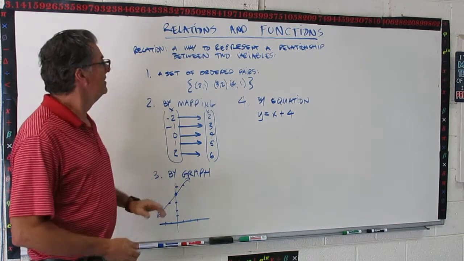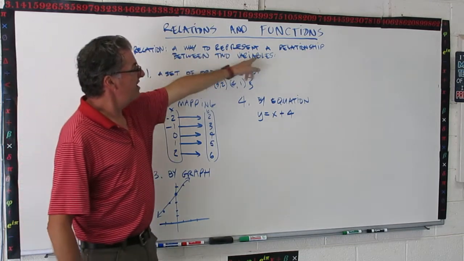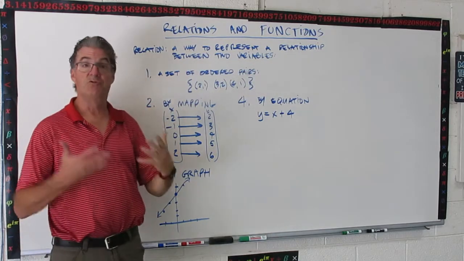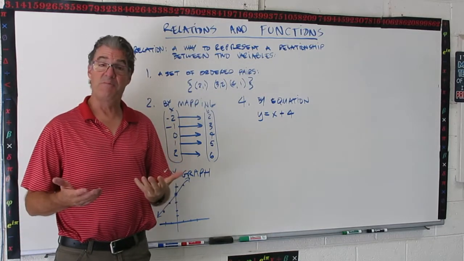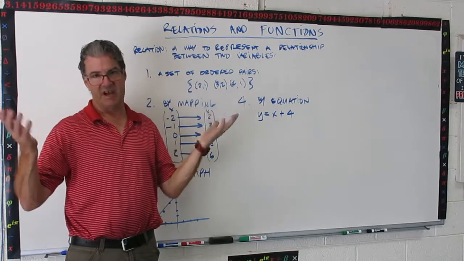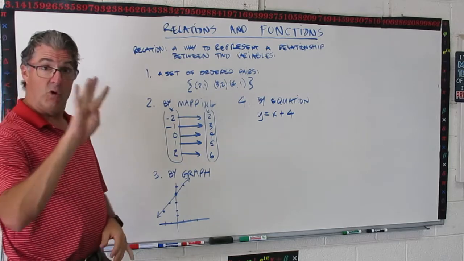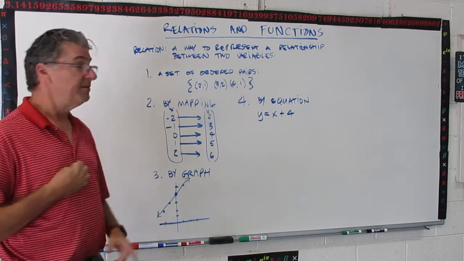Okay, so let's start. A relation is a way to represent a relationship between two variables. And this is something we do in mathematics a lot. We have two variable equations, y equals 3x plus 9, things like that. And they get more complicated. So there's 4 ways we can show a relation.